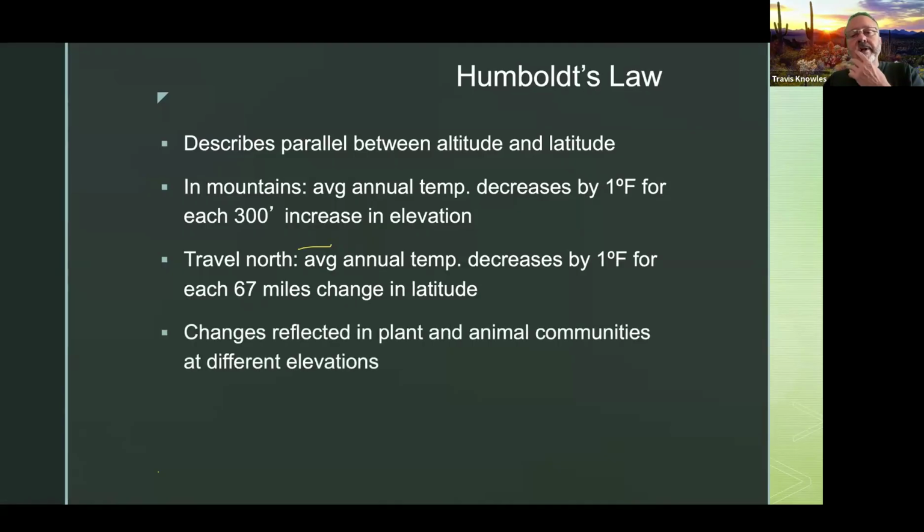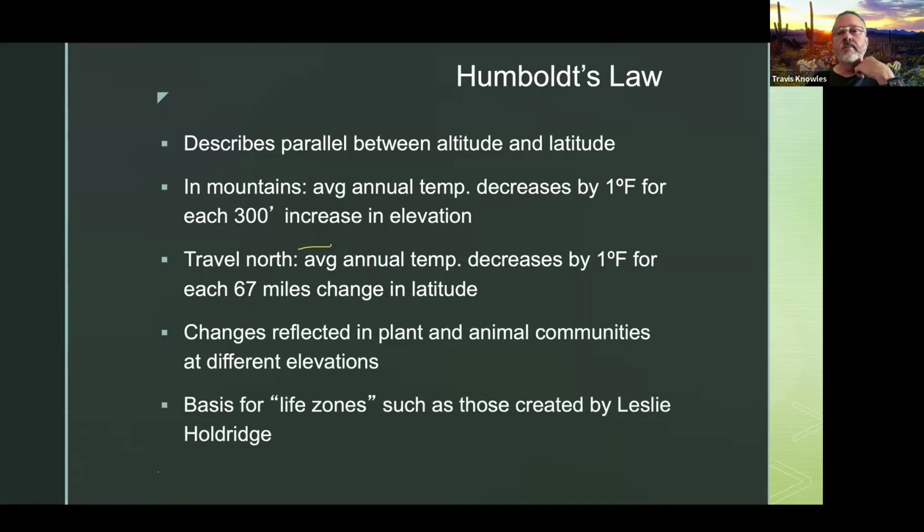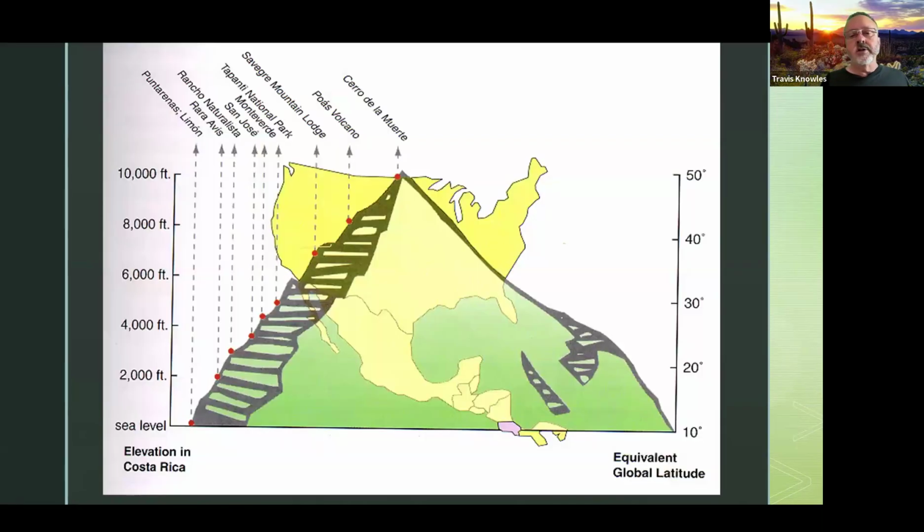So these changes are reflected in plant and animal communities that we see at different elevations. And this is the basis for Humboldt's life zones. He was the first to describe life zones. And later I'll tell you about an extension of his work in the tropics that was contributed by a scientist named Leslie Holdridge.